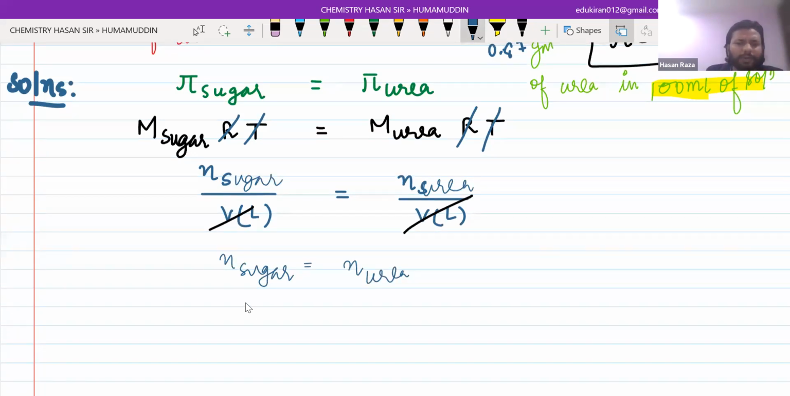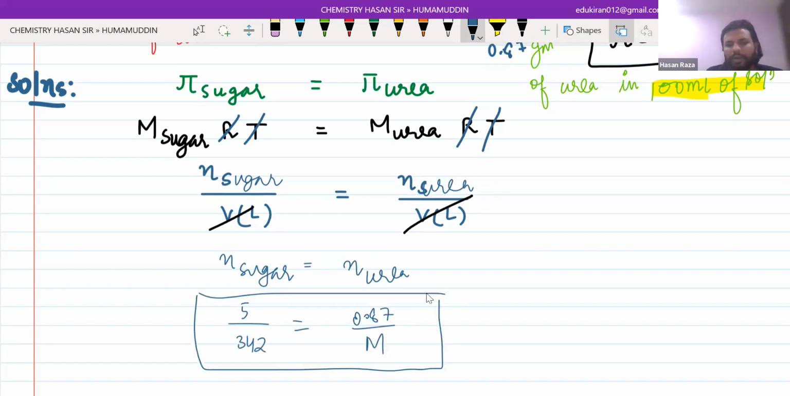This is a formula: given mass upon molar mass, and this also has the formula given mass upon molar mass. So I'm just going to directly apply the formula. Given mass of sugar is 5 and molar mass is given as 342. Given mass of urea is 0.87 and molar mass is what we need to calculate. Now you can easily calculate the molar mass from here, right? Yes. Please do calculate it and let me know. Austin, have you got it? Yes, sir.